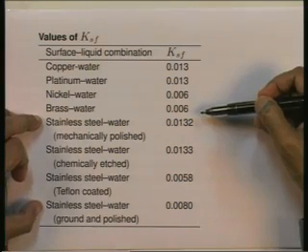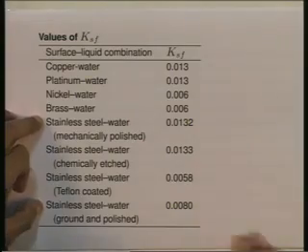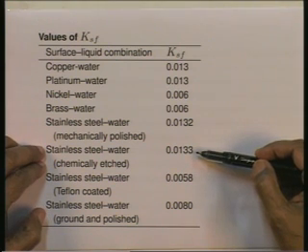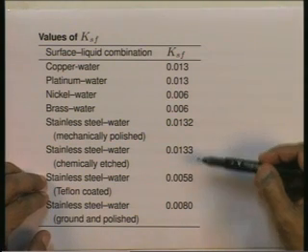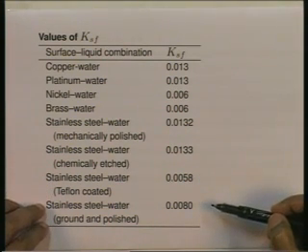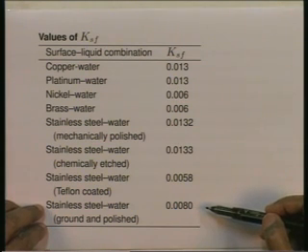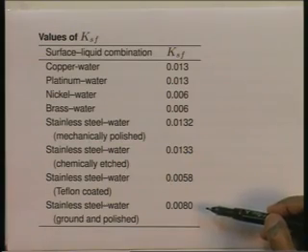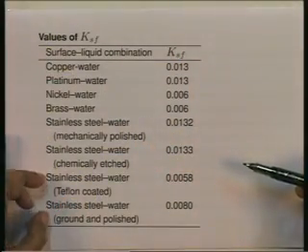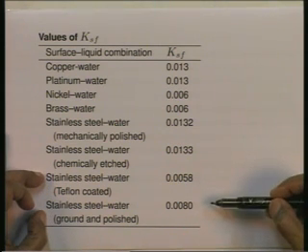Then there are 4 values here for stainless steel and water, with the stainless steel surface being subjected to different surface treatments. The first one is stainless steel and water with the stainless steel surface mechanically polished, 0.0132, stainless steel and water where it is chemically etched, 0.0133. Third one, stainless steel and water where the stainless steel is coated with Teflon, 0.0058, and finally, stainless steel and water where it is ground and polished, 0.0080. Notice that as the stainless steel surface becomes smoother, which is the case in the last 2 surfaces compared to the first 2, the value of KSF in the last 2 cases is about half compared to the value earlier.